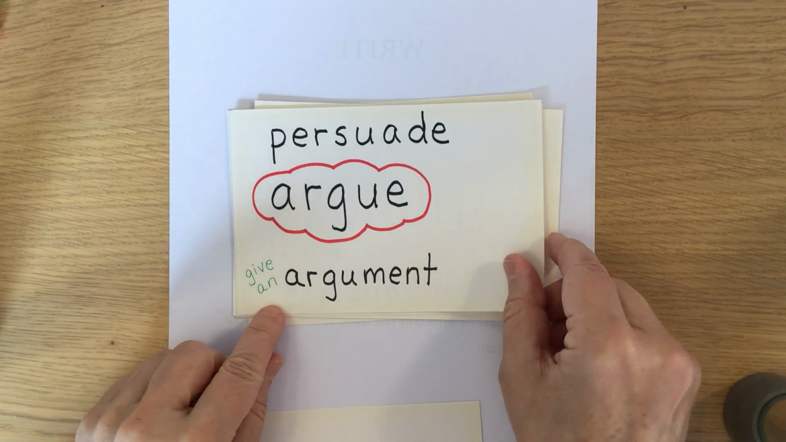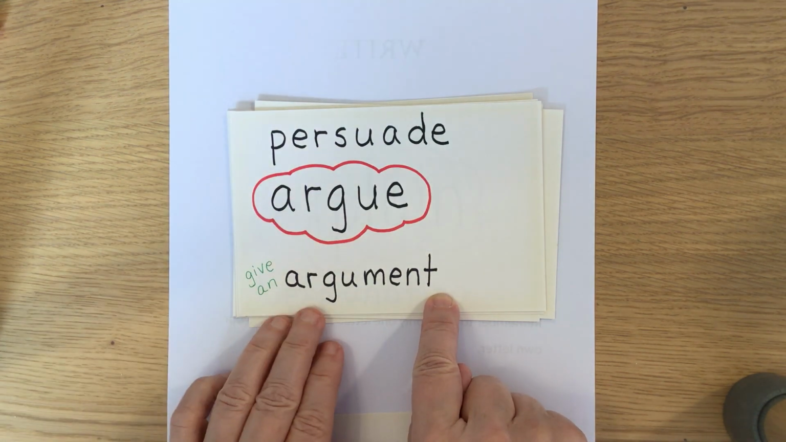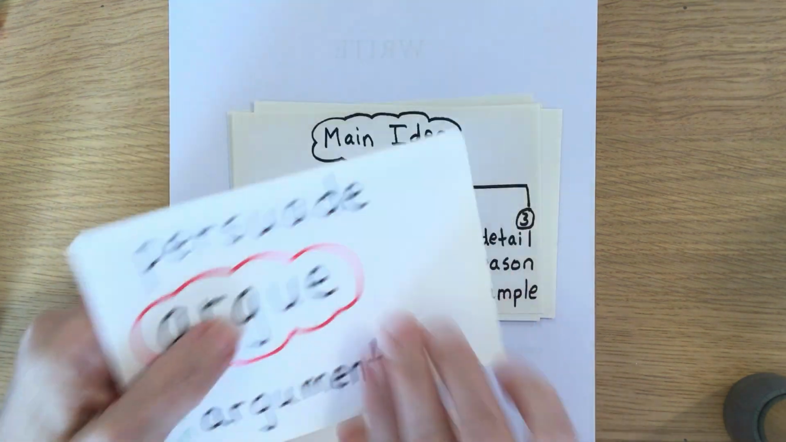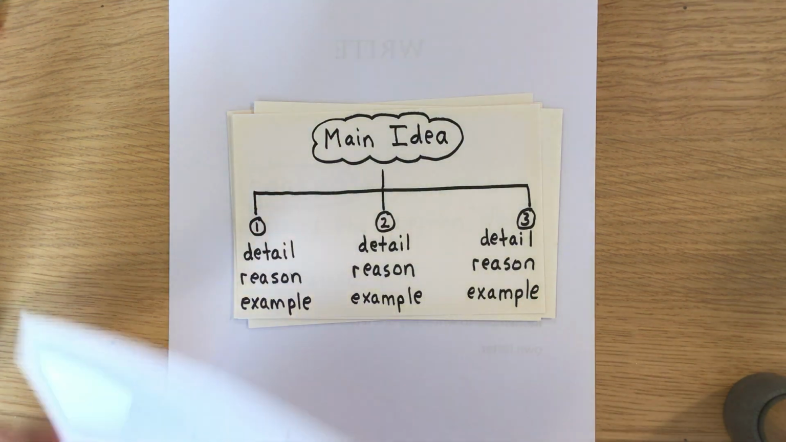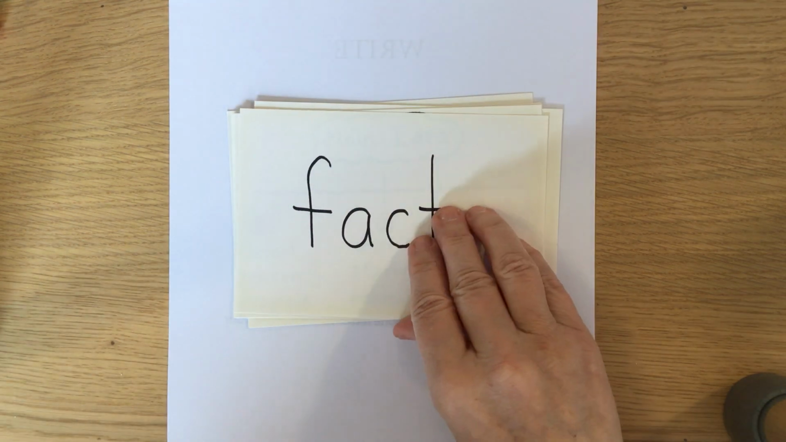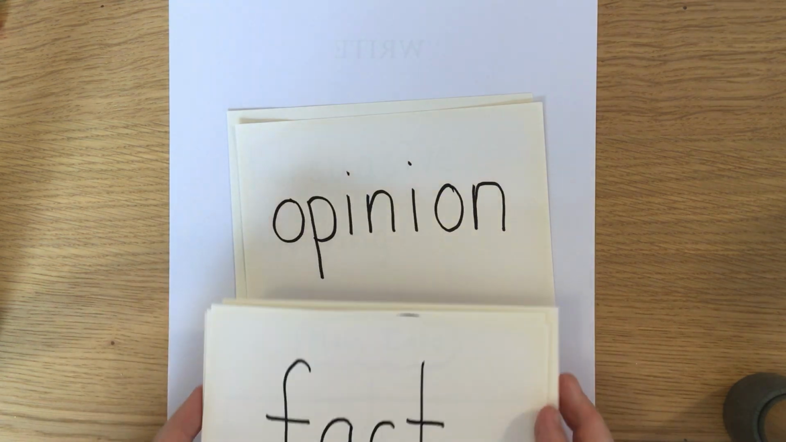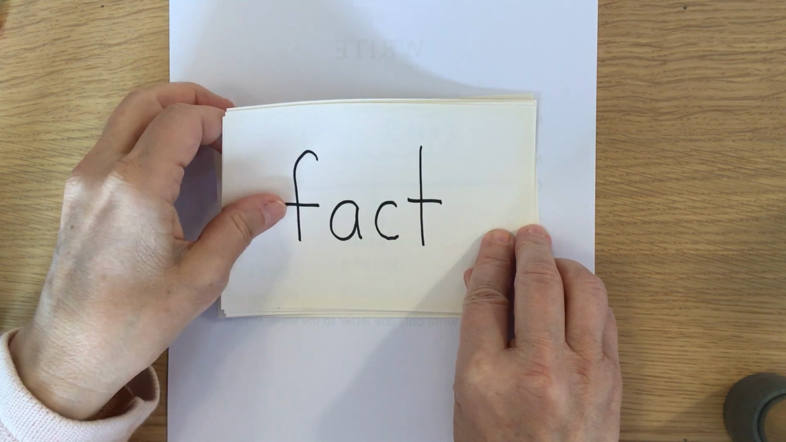But to argue our opinion, to give an argument about our opinion, because we want to persuade the reader to agree with us, will come when, for each of our 3 reasons, we provide examples or facts. So we will support our opinion using facts that would be difficult for the reader to disagree with. So we use facts to back up our opinion, and that makes a good argument, which is good at persuading the reader to change their mind and agree with us.